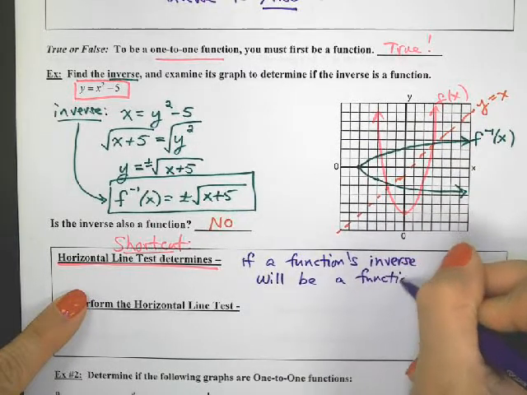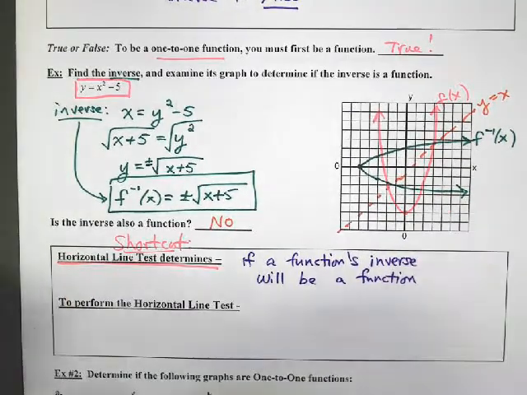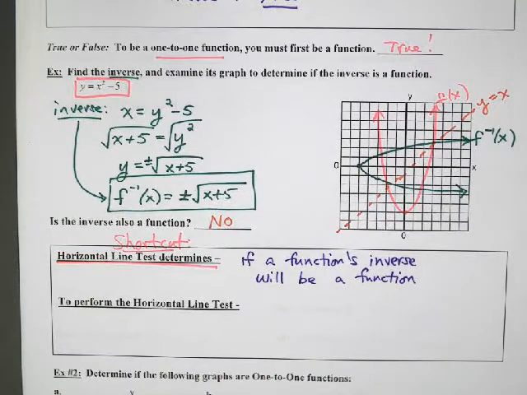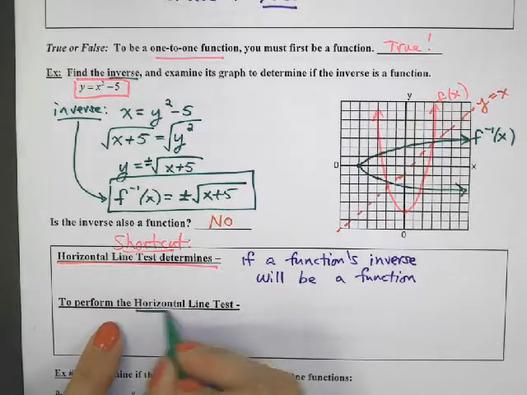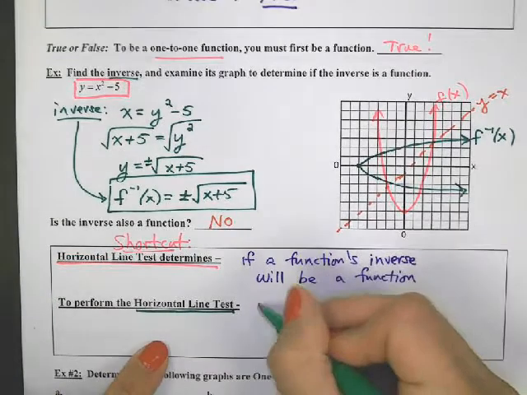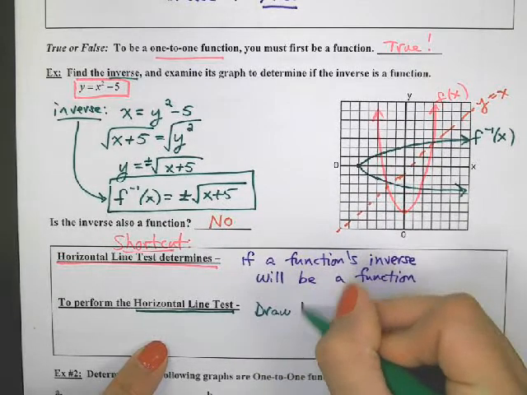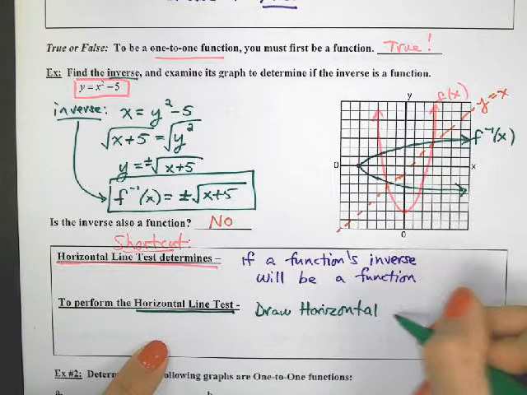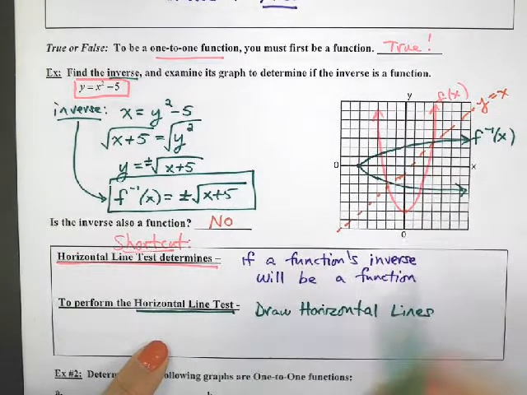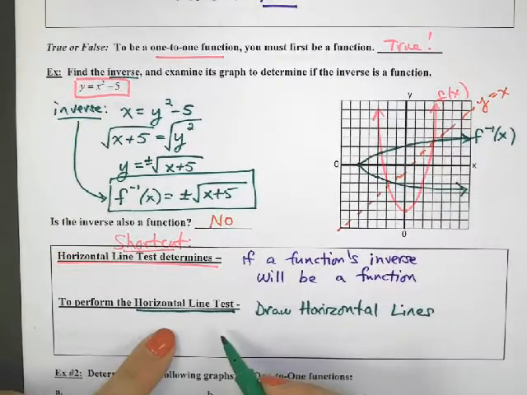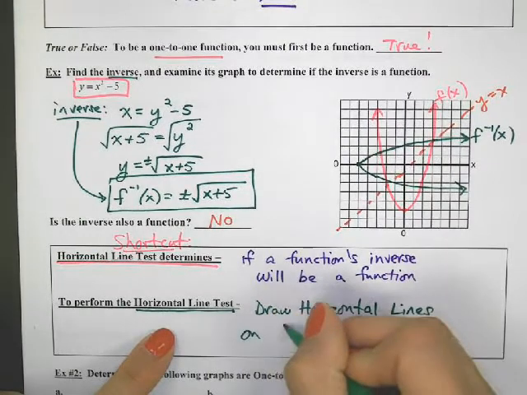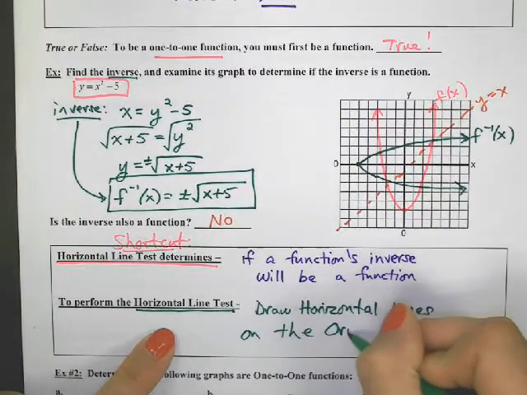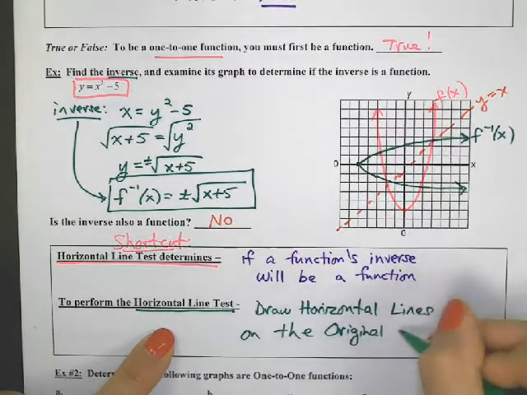So without even finding the inverse, can you tell me what the answer is going to be? Okay, so to perform the horizontal line test, what you do is you draw horizontal lines, but be careful about this. Where do you draw the horizontal lines? On the original f of x.